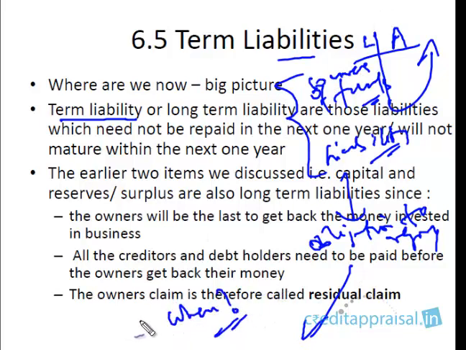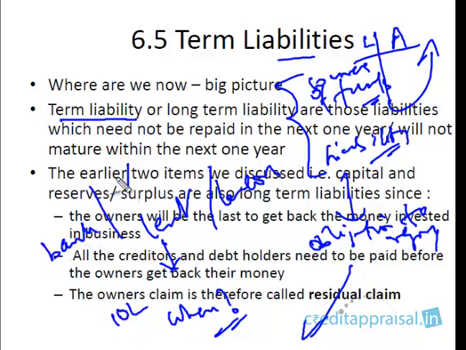The lenders have given some time to the company. Say the company has borrowed 10 lakhs from a bank, or from an individual person called X. From various persons the company has borrowed some funds. The bank has lent 10 lakhs, and an individual called X, a high net worth individual, has lent maybe 5 lakhs. So various persons have lent funds to the company.